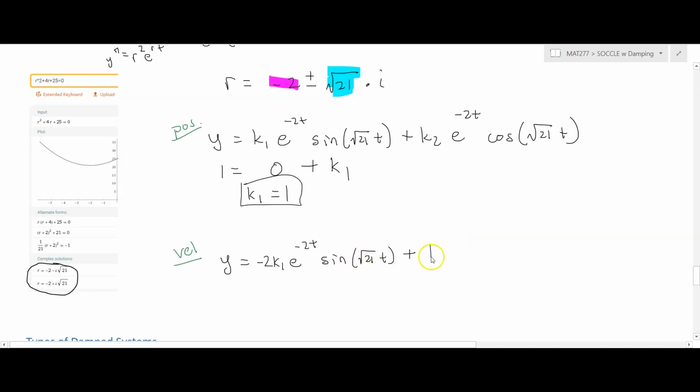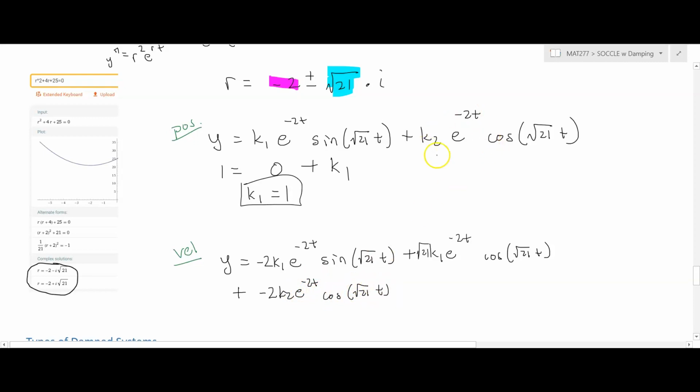Plus the first function times the derivative of the second, which is going to be the square root of 21 cosine of the square root of 21t. And then we have to take the derivative of this whole second term, which will be very similar, plus -2 k2 e to the -2t cosine square root of 21t.